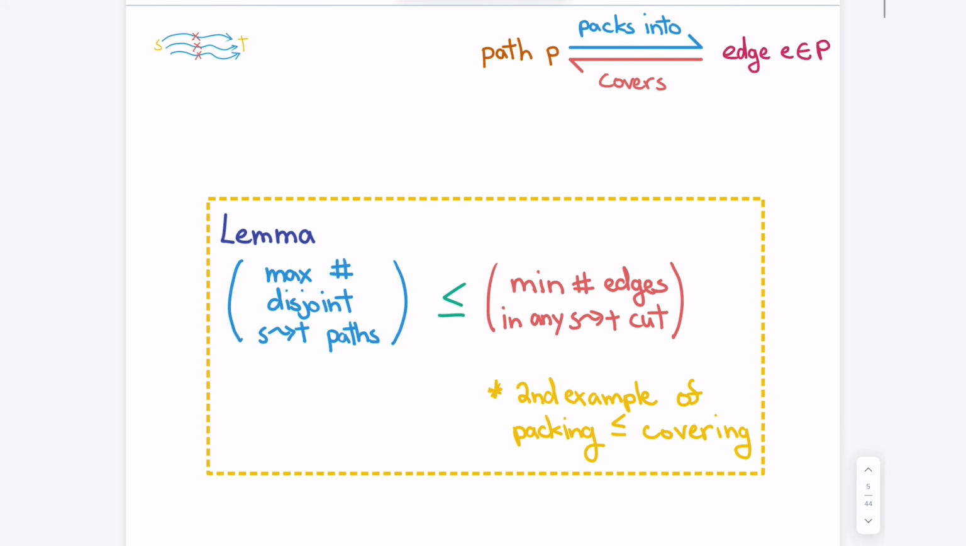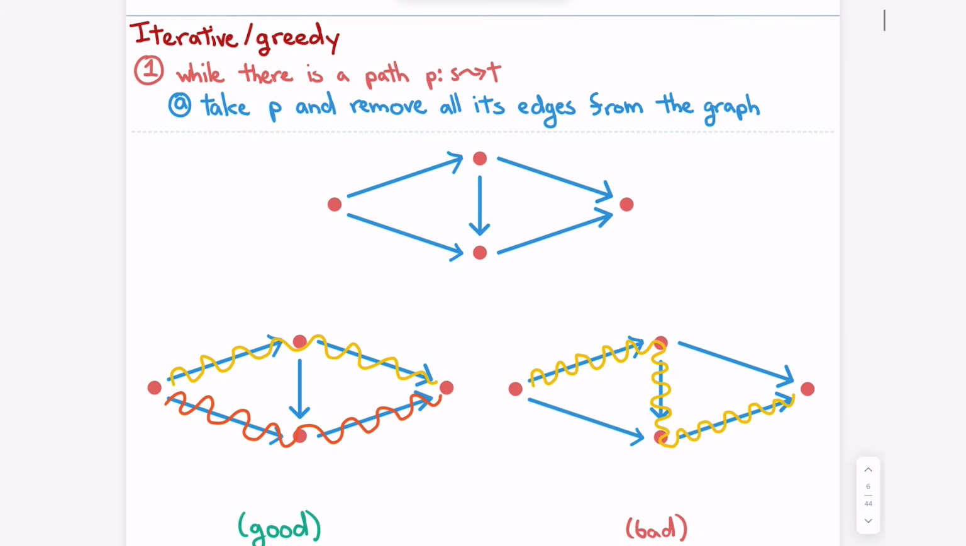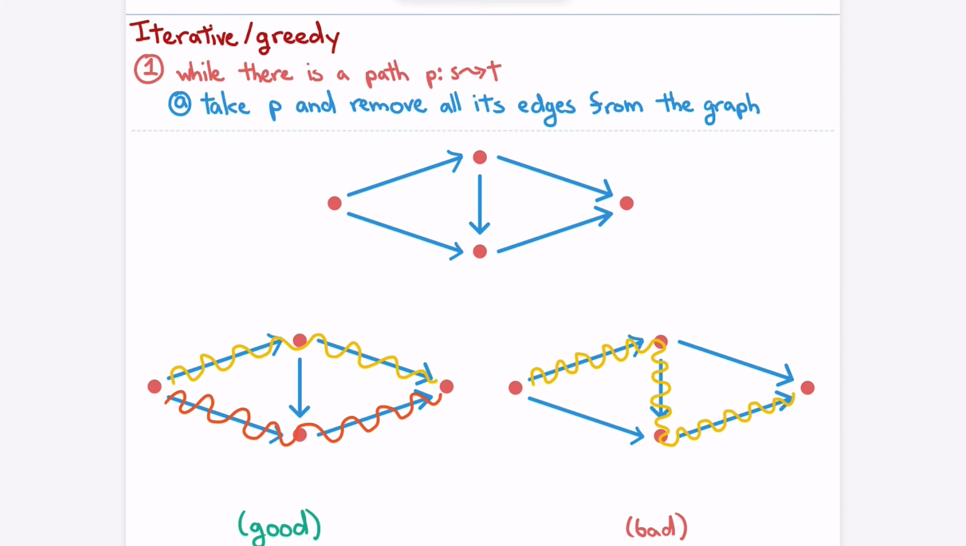And just as an immediate consequence of this incidence structure, paths go into edges, edges cover paths, you get this inequality for free. It says the maximum number of edge disjoint paths is at most the minimum number of cut edges in any ST cut. Okay, so maybe we need a little bit of time to situate ourselves in the terminology, but otherwise the argument was kind of straightforward. So, good. And then we talked about trying to come up with algorithms for this problem.